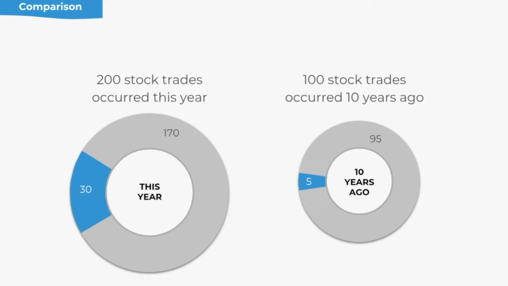So to guarantee that more stock trades involve fraud, you would need to say either that there were more stock trades this year than there were 10 years ago, or that there were the same number of stock trades this year as there were 10 years ago. If, however, you were to say that there were fewer, that would actually undermine the argument.